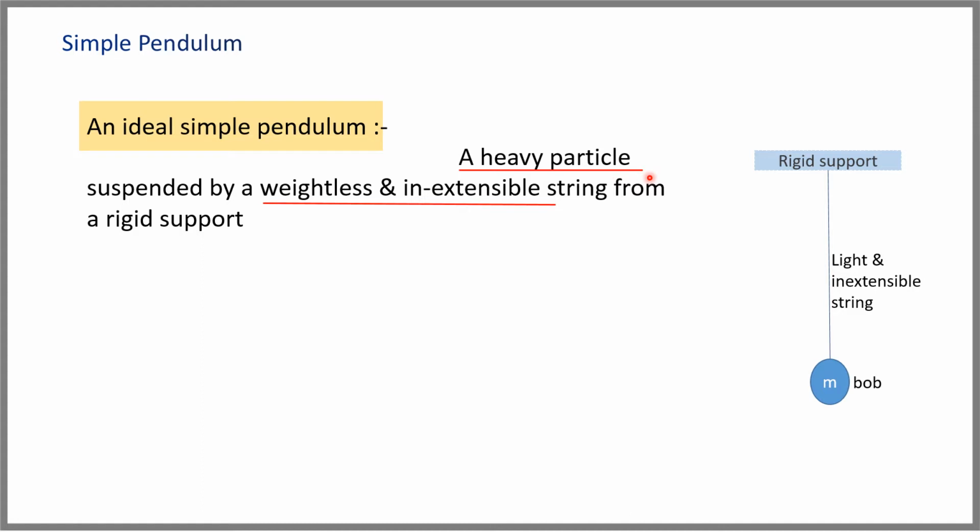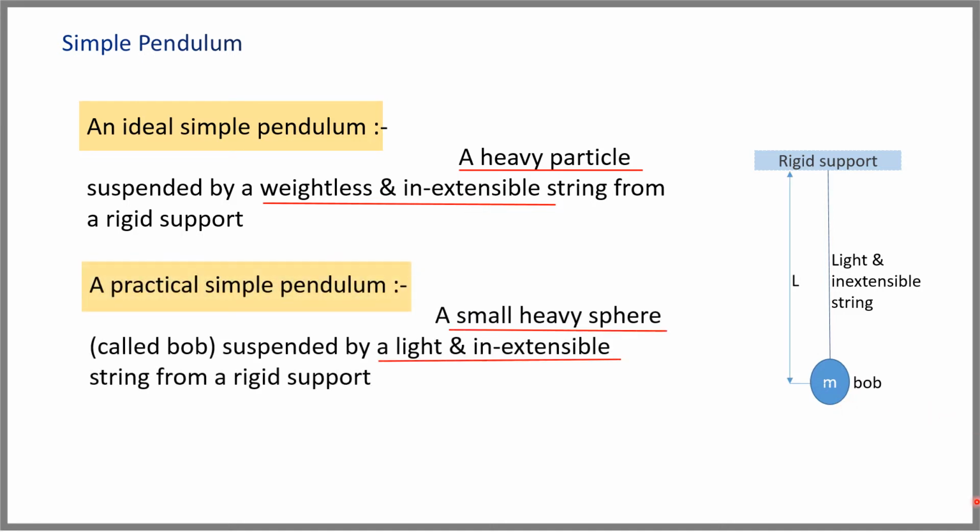So, by the concept of center of mass, we replace this heavy particle by a small heavy sphere known as a bob. So, a practical simple pendulum can be defined as a small heavy sphere suspended by a light and inextensible string from a rigid support.